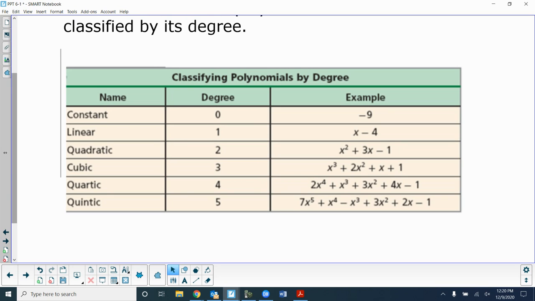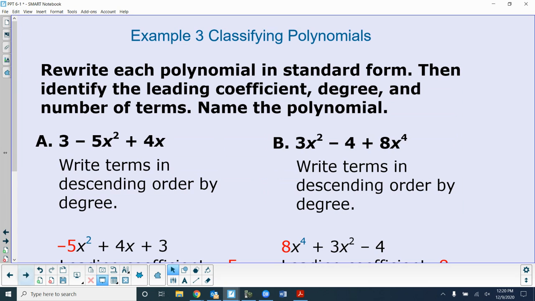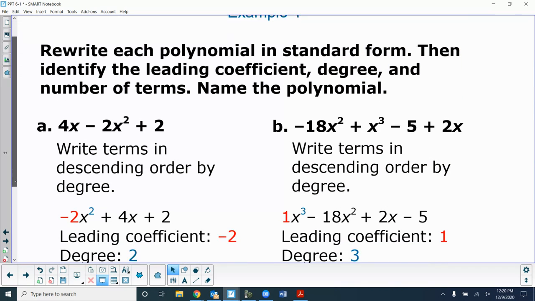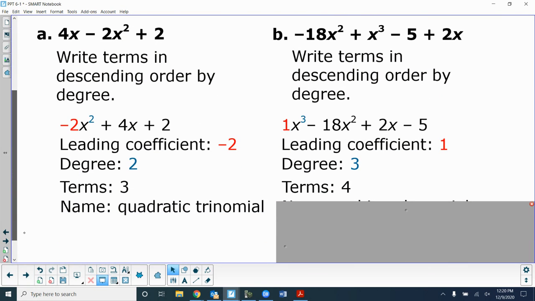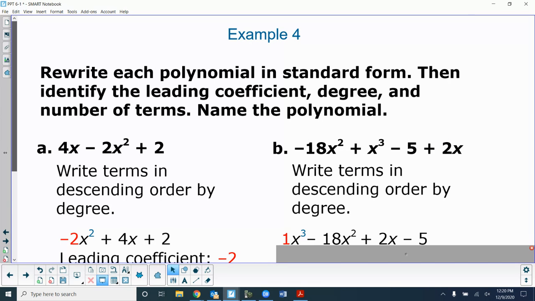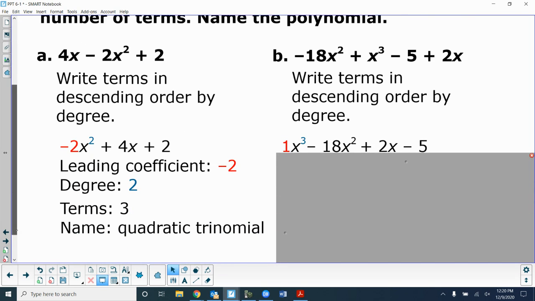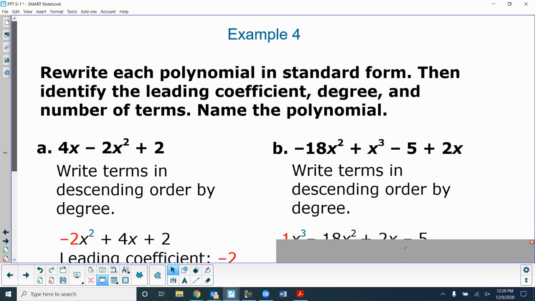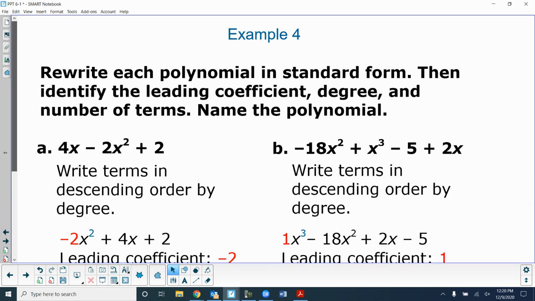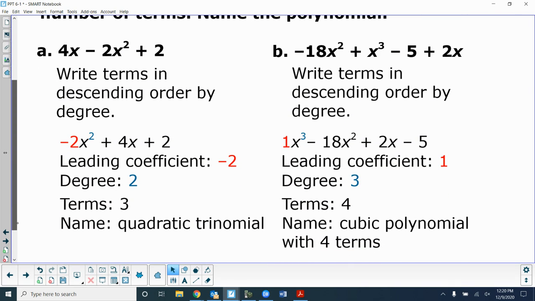All right? So it was a degree of 3, right? So it'd be a cubic polynomial with how many terms? 4. So that one was more than 3. It's not a trinomial, not a special name. Once it's above 3, just say how many terms it's got, or number of terms. All right? I expect you to be able to do that type of problem now.